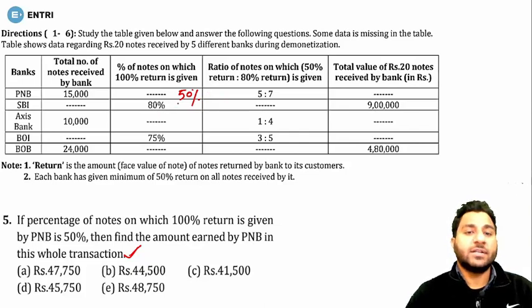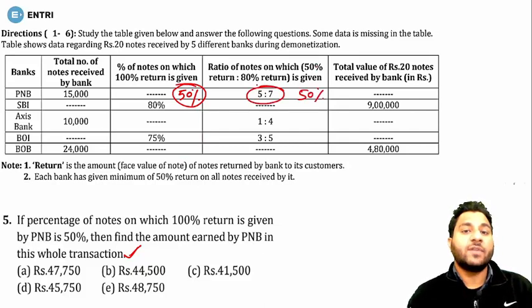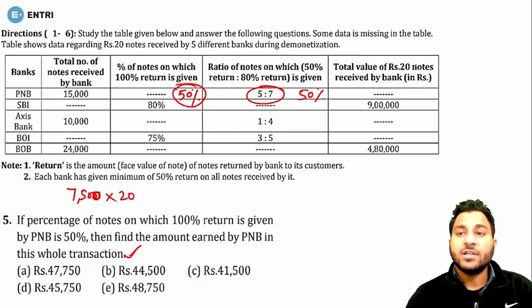Look at this. First of all, you should understand that 50% of the notes were returned, which means the rest of the 50% were also returned in 50% returnee and 80% returnee. So how are you going to solve this one? Look at this. 50% of 15,000 will be what? 7,500. And these 7,500 will be multiplied with what? 20. Why? Because you will be getting the whole 20 face value, because it is the data for 100% return.